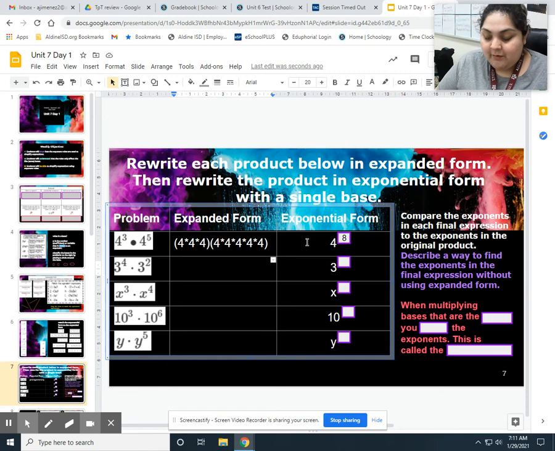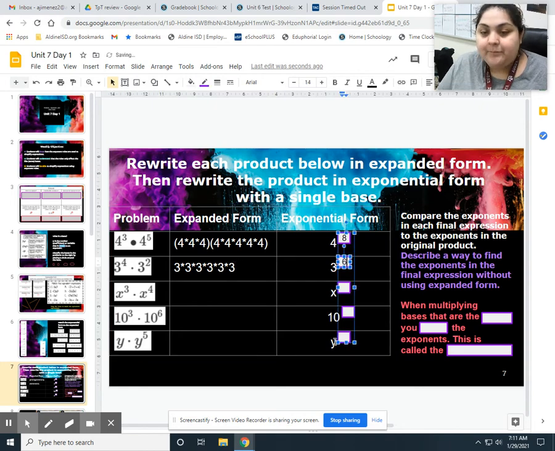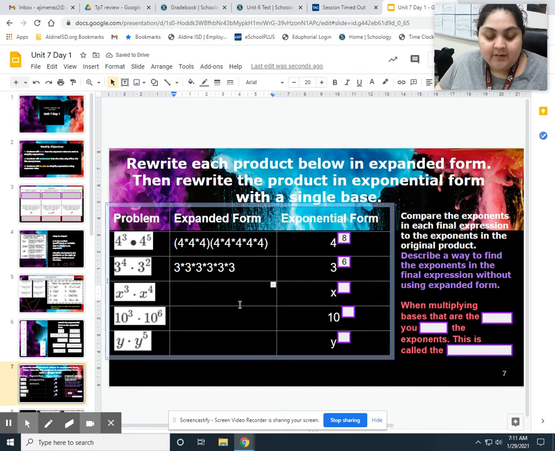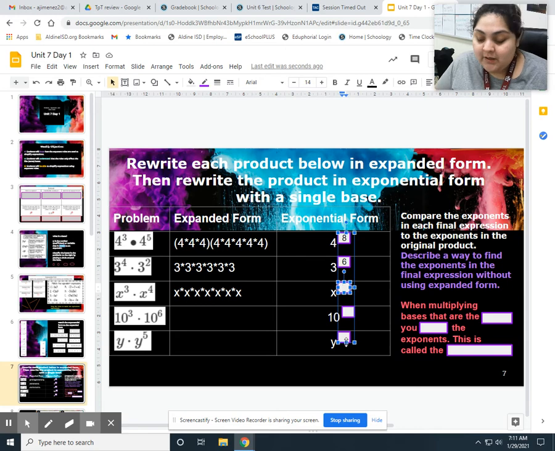We're going to expand this one out. 3 times 3 times 3 times 3, that's 4, times another 2, and then I count how many times I see the 3. 1, 2, 3, 4, 5, 6. I do the x's. 1, 2, 3, okay, and then 1, 2, 3, 4. All right, how many times do you see it all together? 1, 2, 3, 4, 5, 6, 7. That's the exponent that I put right here.